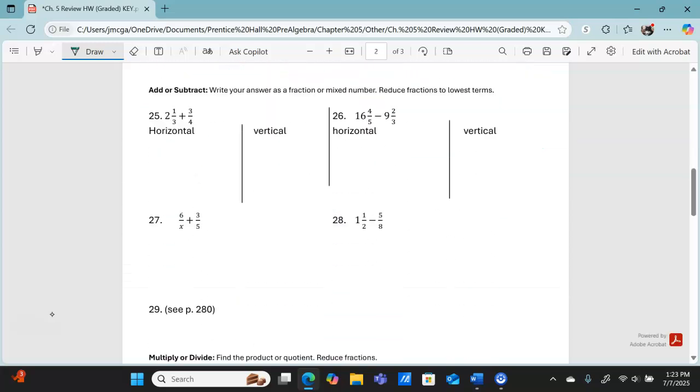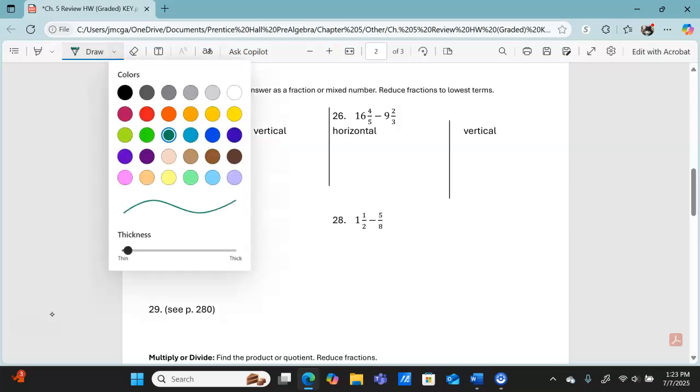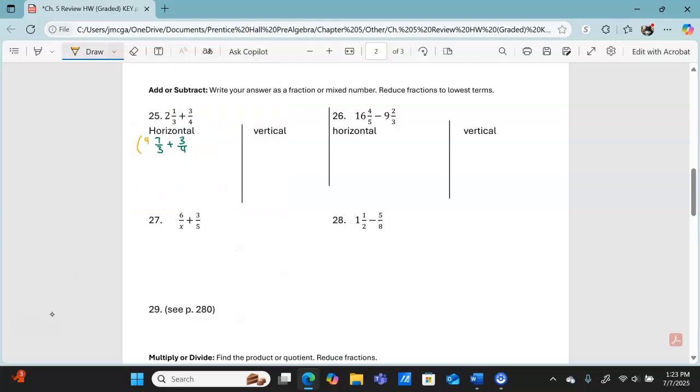And then here we're adding and subtracting. I'm going to show it to you both horizontally and vertically. For these, let's go ahead and do both of them. So if we're going to do horizontal and we do not have a common denominator, if we have a mixed number, the first thing we're going to need to do is write this mixed number as an improper fraction. So 3 times 2 is 6, plus 1 is 7/3, plus 3/4. Then I'm going to need to get a common denominator, which is going to be 12. So I'm going to multiply this one by 4 over 4 and this one by 3 over 3.